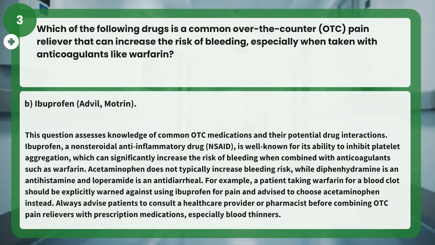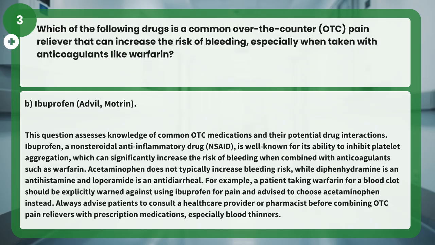Answer B. Ibuprofen, Advil, Motrin. This question assesses knowledge of common OTC medications and their potential drug interactions. Ibuprofen, a nonsteroidal anti-inflammatory drug (NSAID), is well known for its ability to inhibit platelet aggregation, which can significantly increase the risk of bleeding when combined with anticoagulants such as warfarin. Acetaminophen does not typically increase bleeding risk, while diphenhydramine is an antihistamine and loperamide is an antidiarrheal.